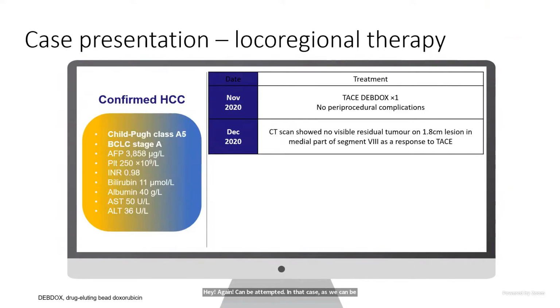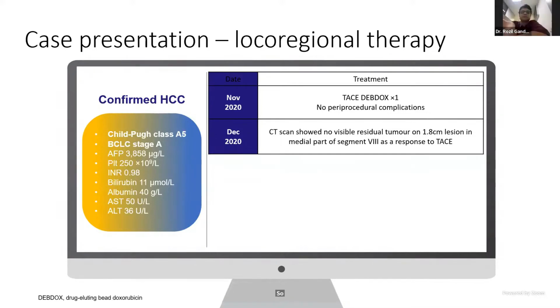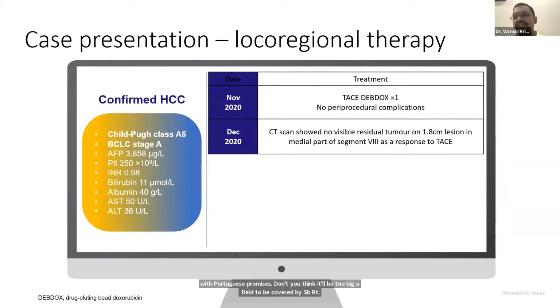So TARE in the cases where the portal vein thrombosis is there, we can do TARE, and otherwise TACE is an option. And SBRT with multiple lesions and with portal vein thrombosis, don't you think it will be too big a field to be covered by SBRT? Excellent. So the question we'll put to Dr. Rosel: multiple lesions and the PVTT, what benefit is TACE in that situation? And can TARE cover all the lesions?